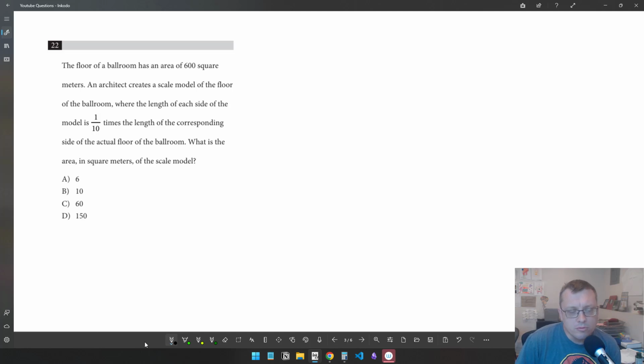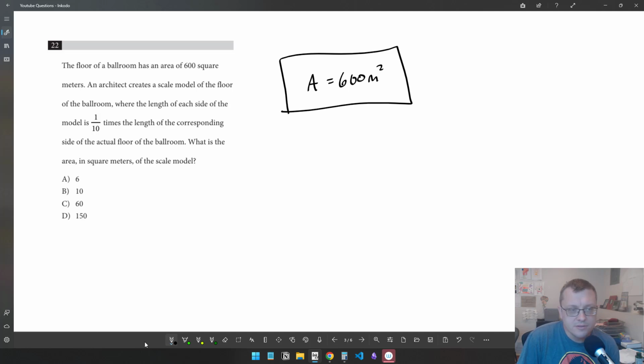Problem 22: the floor of a ballroom has an area of 600 square meters. It doesn't tell us if it's a rectangle or a square or anything, but I'll just draw it like this. So the area is 600 square meters. An architect creates a scale model of the floor of the ballroom where the length of each side of the model is 1/10 the length of the corresponding side of the actual floor. What is the area in square meters of the square model?